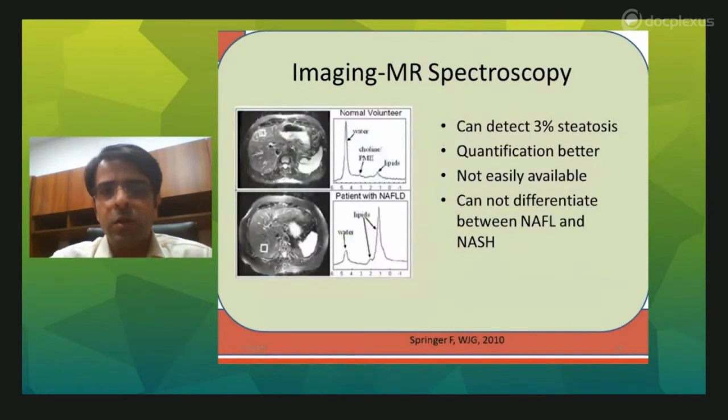MR spectroscopy is a much more reliable, much more accurate tool to quantify the steatosis. It will tell us how much fat is there in the liver. But the problem is it is not easily available, and it will just tell us whether there is fat and how much fat. So we get reports like 10% steatosis, 30% steatosis. But again, it cannot differentiate between NAFL and NASH.